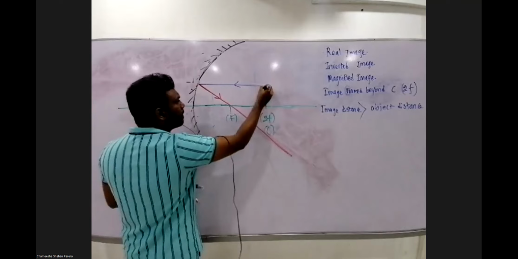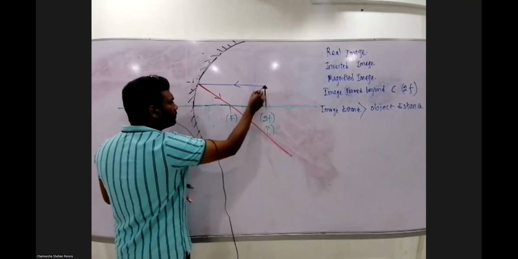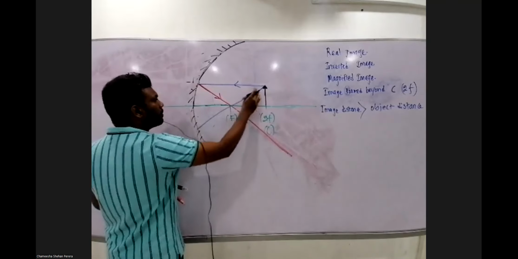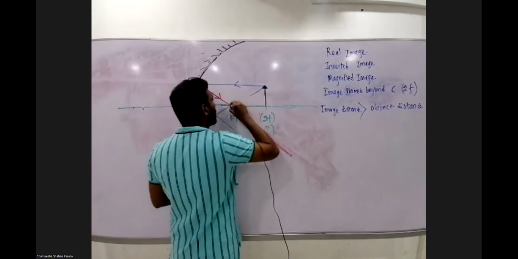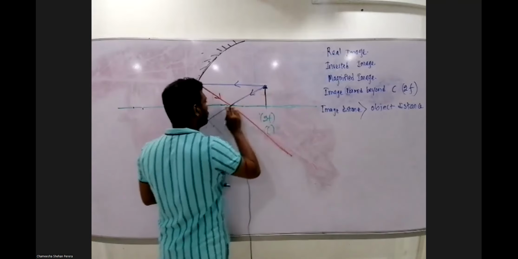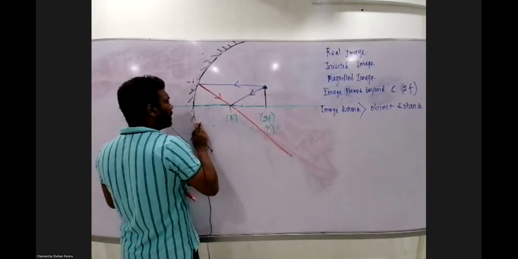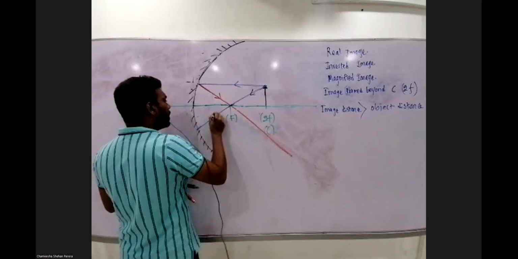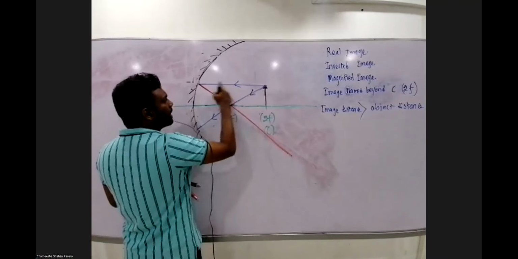The next light ray comes from the top of the object through the focal point. Okay? From the top of the object, a light ray comes through the focal point. Again, calling the ray diagram the opposite.